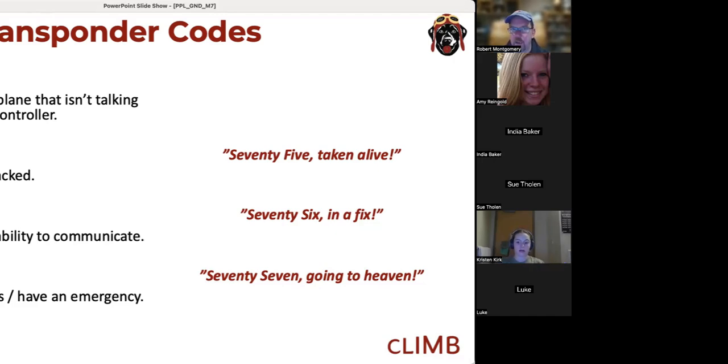The little way we always commit it to memory: 75 means you're taken alive. 76 means you're in a fix. I don't know where that one came from. And 77 means you're going to heaven. You've got a serious problem on your hands that you're trying to resolve. I'll tell you right now, if you squawk any of these, but especially 77 or 75, you're going to get the attention of every air traffic control facility out there. You may also get some assistance whether you want it or not.